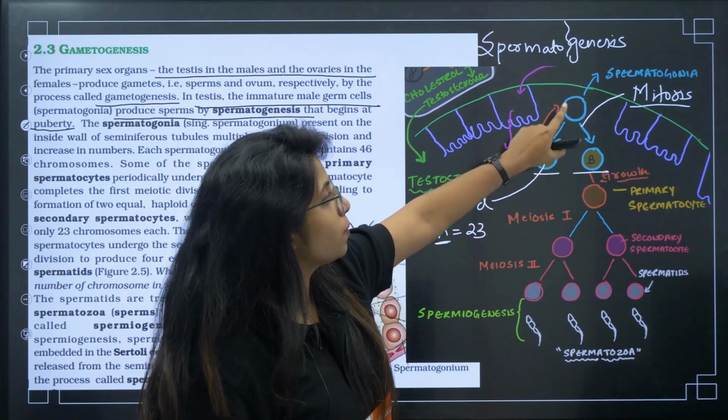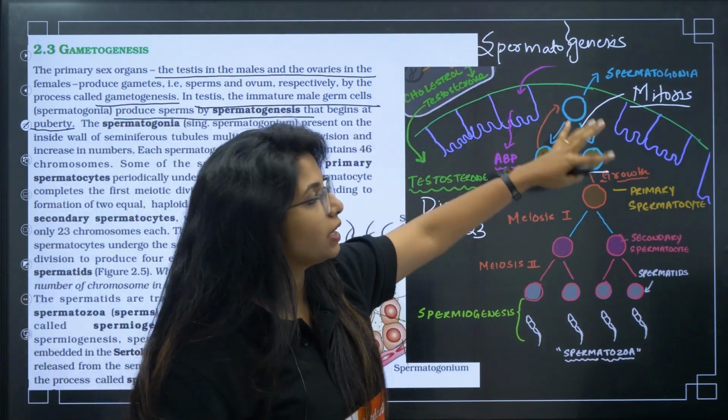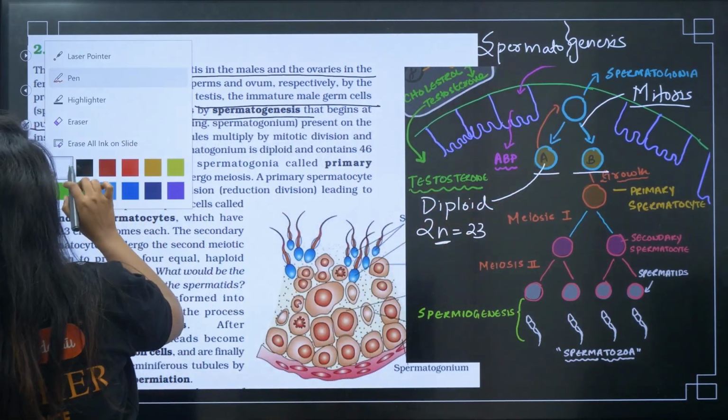So this is diploid, this is diploid, this is diploid. Fine, because they underwent mitosis. Okay. Now let's see one by one.